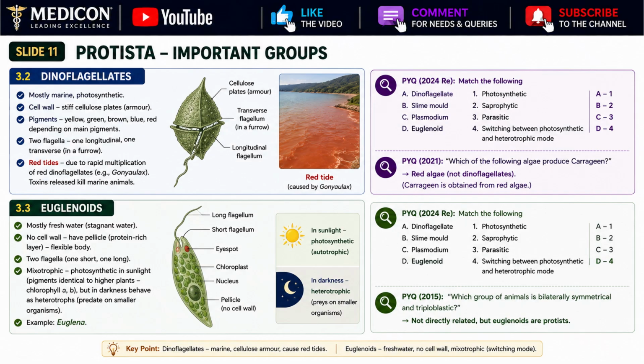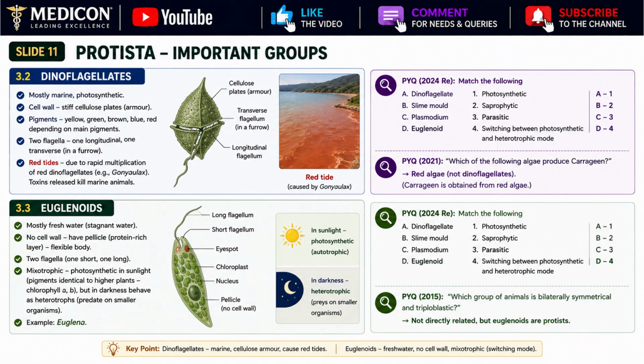An example is Euglena. You have to remember the diagram of Euglena also. It has one long flagellum and one short flagellum. There is an eye spot. There are chloroplasts, containing chlorophyll A and B, and there is a nucleus and a pellicle, that is, it doesn't have a cell wall. In sunlight these euglenoids behave as photosynthetic, and in darkness they behave as heterotrophic.